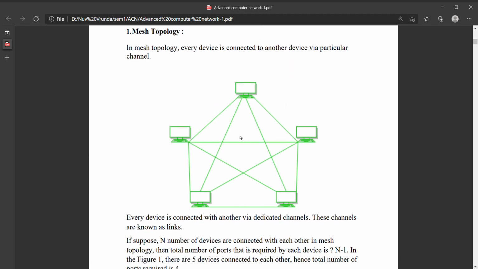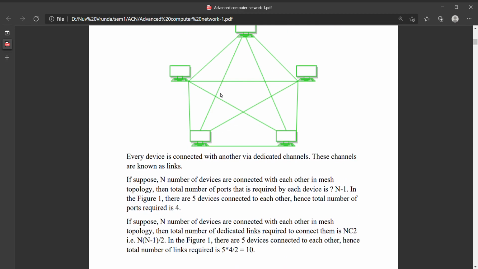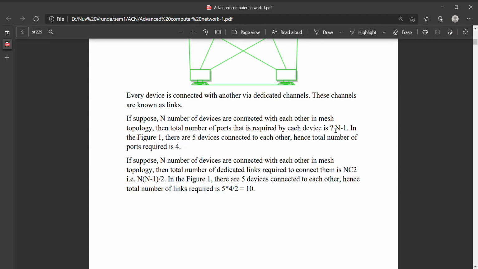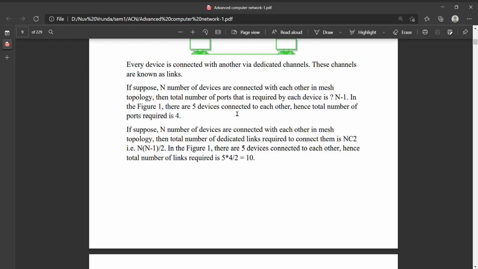So mesh topology, what is the actual mesh topology? Every device is connected to every other device via a particular channel. There is no device which is not connected with any other. It is just like every device is connected with each other. It means if we have n number of devices, then each device requires n minus 1 ports. For example, with 5 devices connected with each other, the total number of ports required per device is 4.